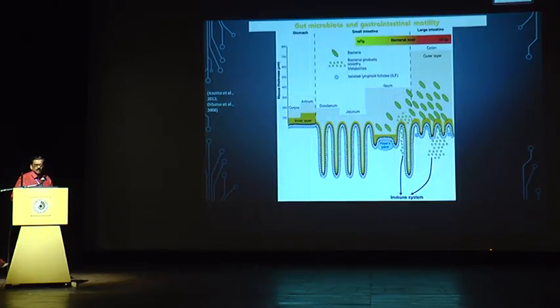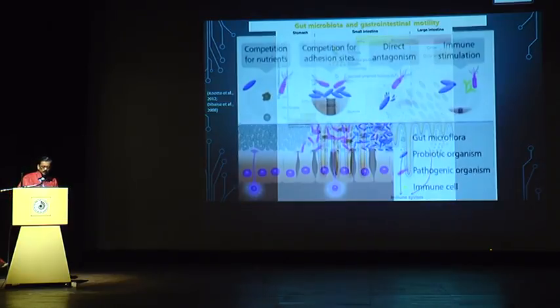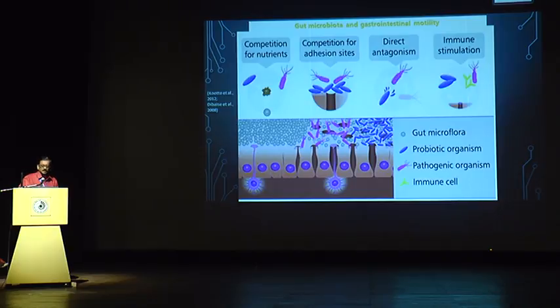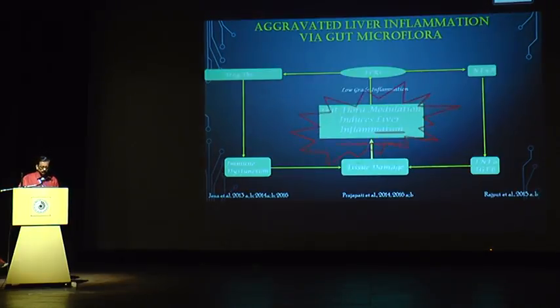When you talk about the large intestine, you are going to have the maximum flora available, so this is where the maximum interaction takes place. You have competition for nutrients, adhesion sites, and direct antagonism with respect to the pathogenic flora. Then you have immune modulation through the M cells and the antigen presenting cells, and all the immunological systems come into place.